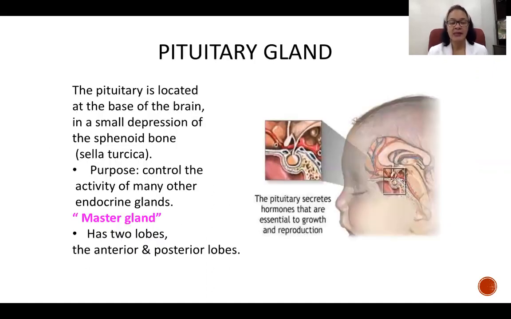When you say pituitary gland, if you look at the anatomy of the pituitary gland, it is located at the base of the skull in a saddle-shaped cavity of the sphenoid bone. And that's what you call sella turcica. It is considered as the master gland because it has a central role in the hormonal system. So the anterior lobe constitutes approximately 80% of the gland, while the remaining 20% is occupied by the posterior lobe.